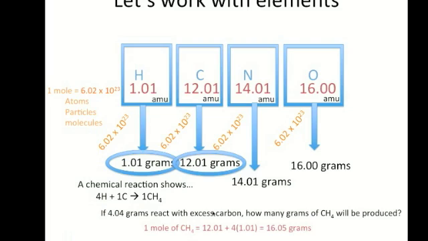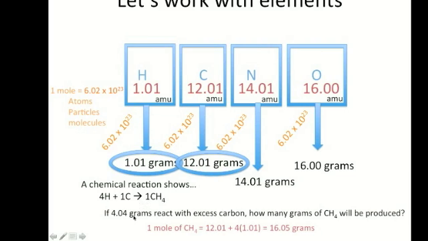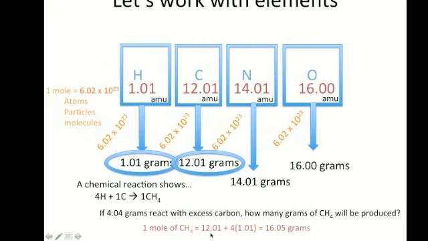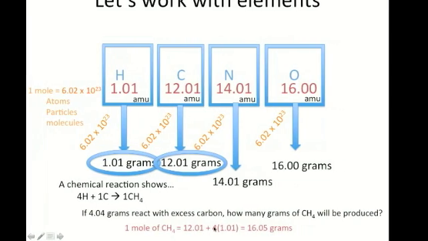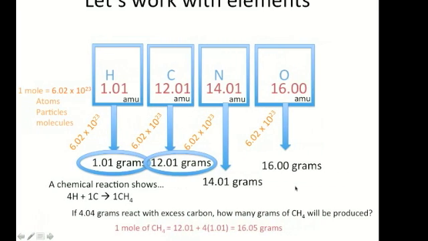What if I asked you this question? If 4.04 grams of hydrogen react with excess carbon, how many grams of CH4 will be produced? Well, in the last example, 4 grams of H will be equal to 4 moles of H, which will give us 1 mole of CH4. Well, what is the value of 1 mole of CH4? I've got 1 carbon and 4 hydrogens, so I'm going to take the mass of that 1 carbon, then take the mass of each hydrogen and multiply it by however many I've got, and my answer is 16.05.